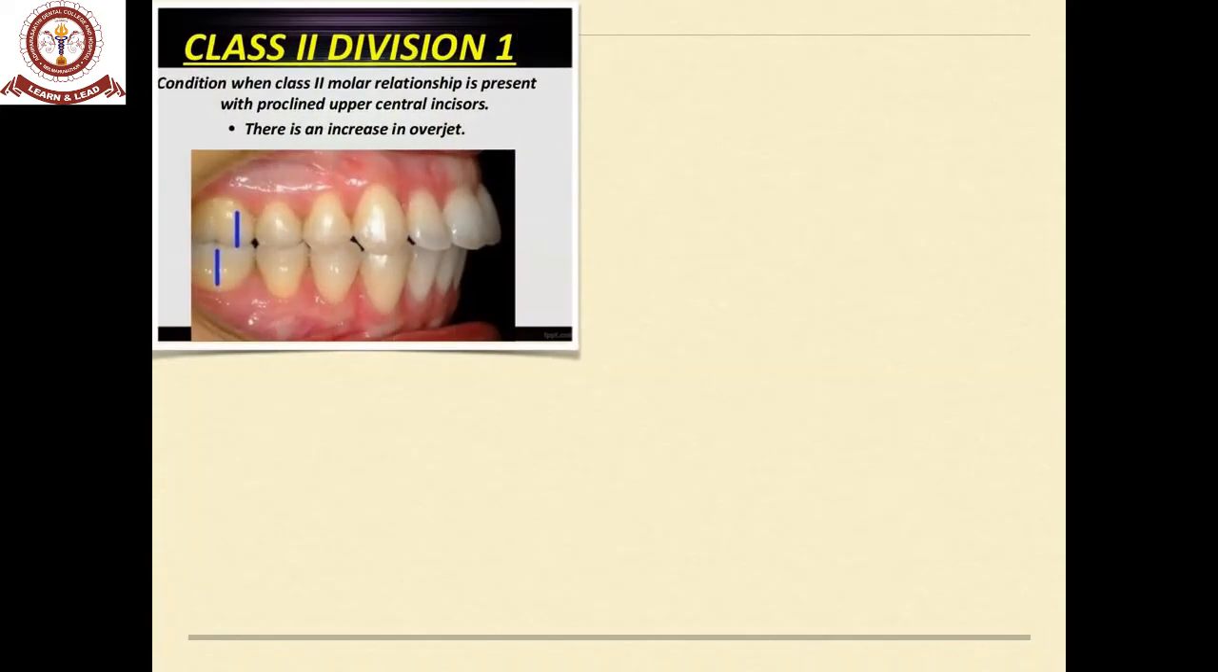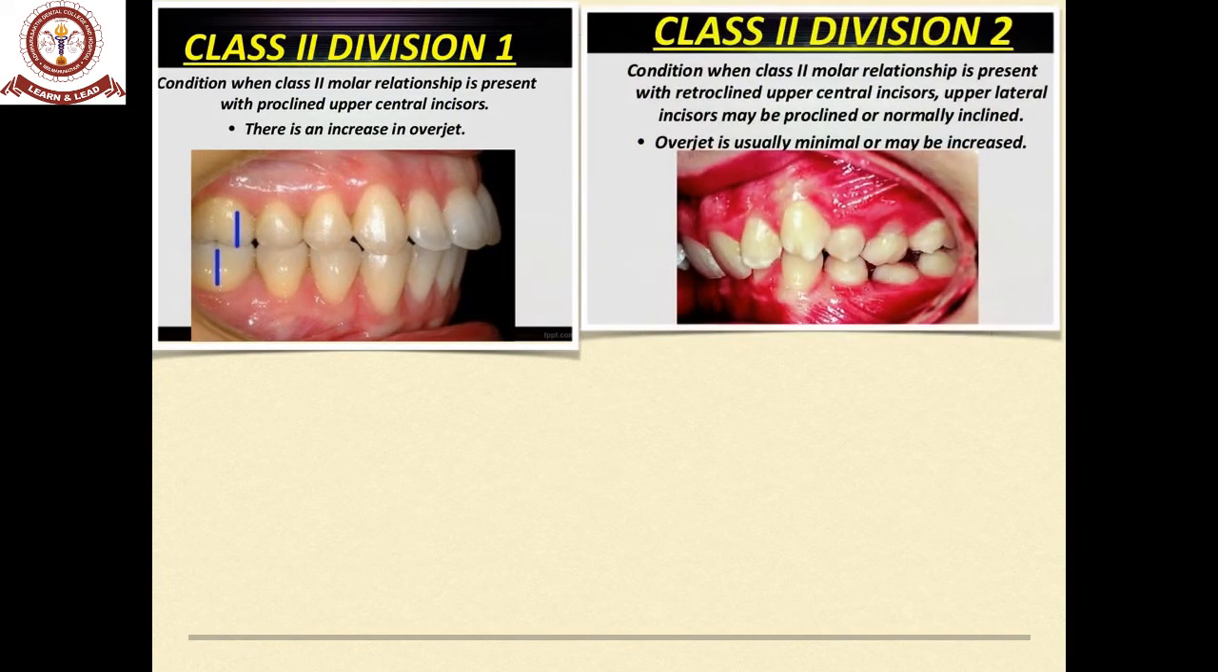Class 2 division 1 is when a class 2 molar relationship is present with proclined upper central incisors, and class 2 division 2 is a class 2 molar relationship with retroclined upper central incisors. So that is class 2 division 1 and division 2.